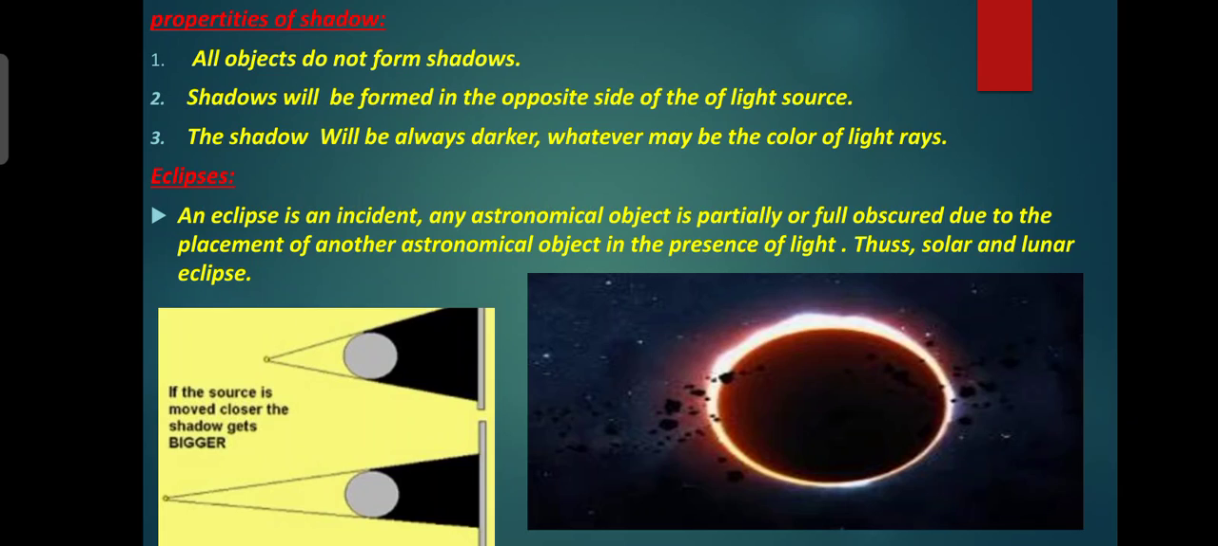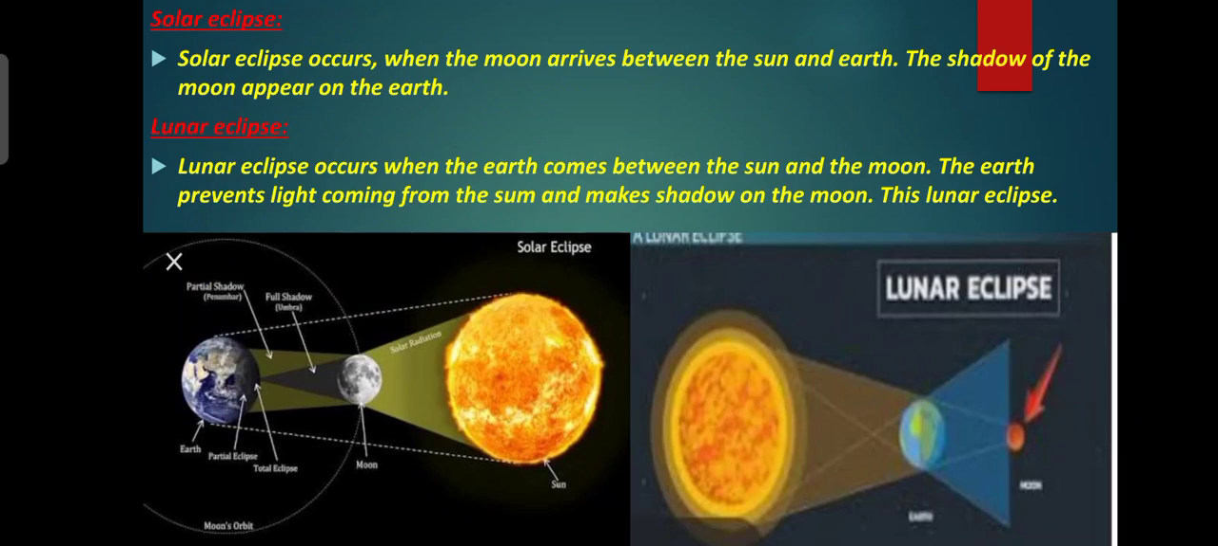On earth we witness two types of eclipse, solar and lunar. Now we are going to discuss the solar eclipse, also known as the eclipse of the sun. It occurs when the moon comes between the sun and earth. As a result, the moon blocks the light of the sun from reaching the earth's surface and casts a shadow on it. This occurs on a new moon phase.